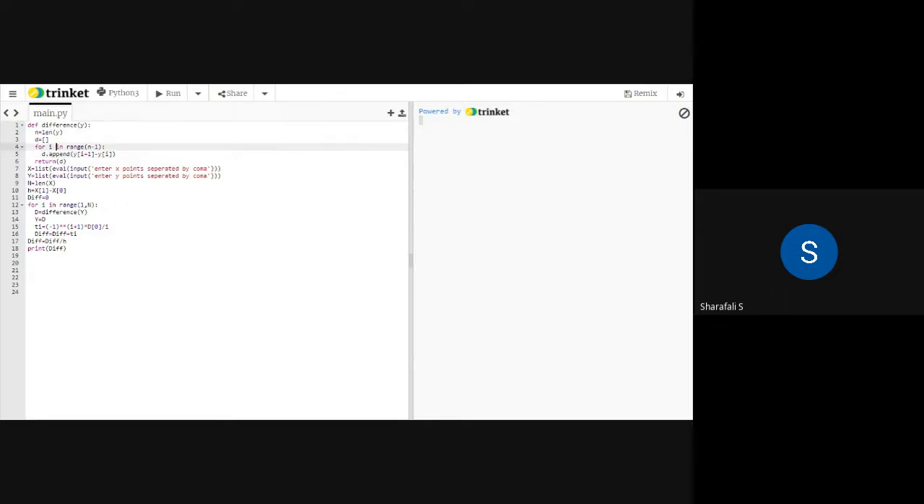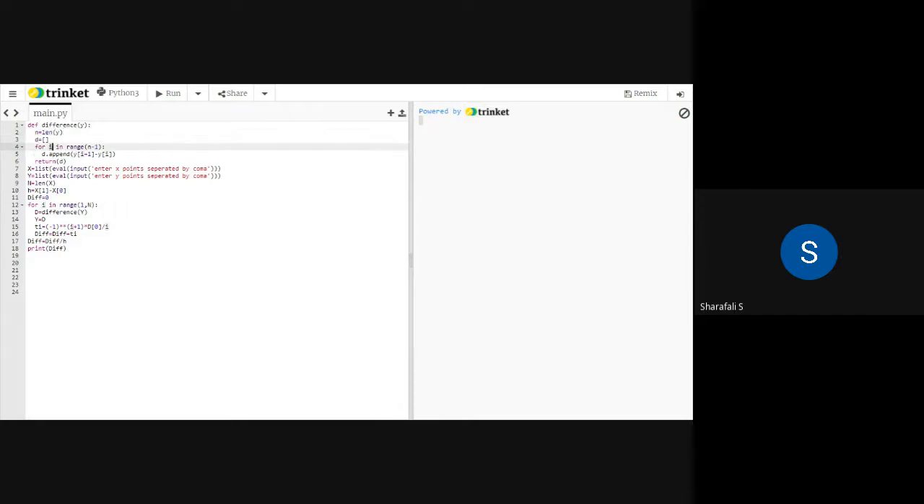Then we have to initialize this small d, which is equal to an empty list. This small d equal to an empty list will be used to get the difference values. In this section, for I in range n minus 1, for example I equal to 0 to n minus 1, whatever the length that you are giving for this y data, depending on that, this loop will run.